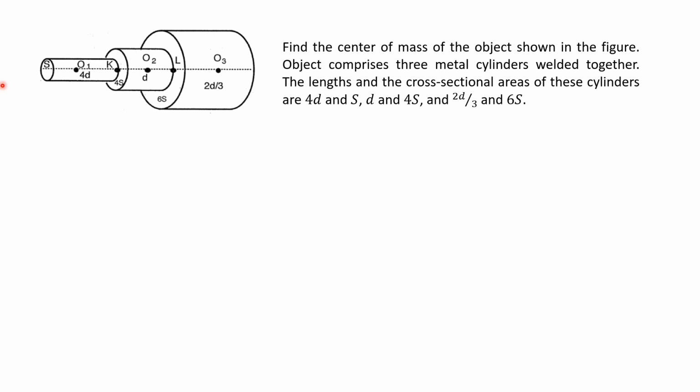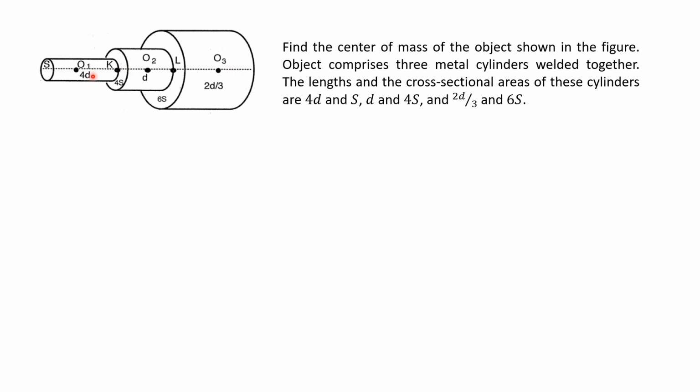So before we start, let's identify certain symmetries in this object. As you can spot, this object is symmetrical around this central axis, right? Because all these cylinders share the same central axis. So we know for a fact that the center of mass of this object is going to be along this line.